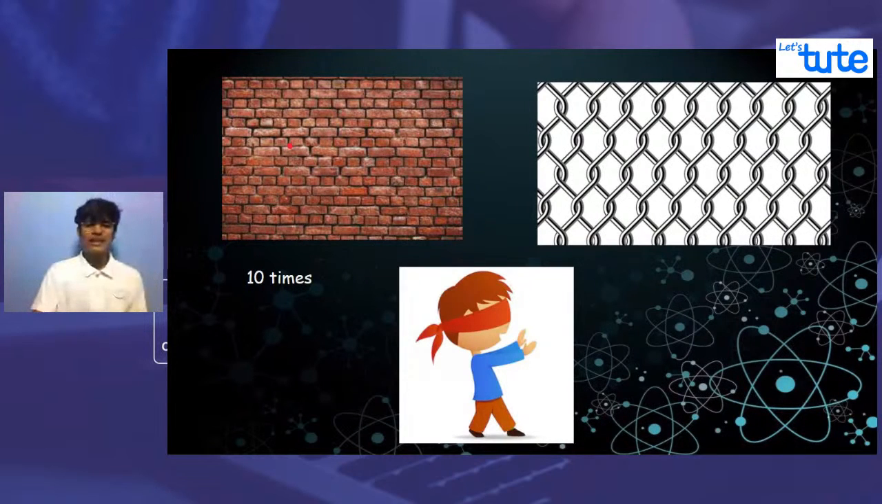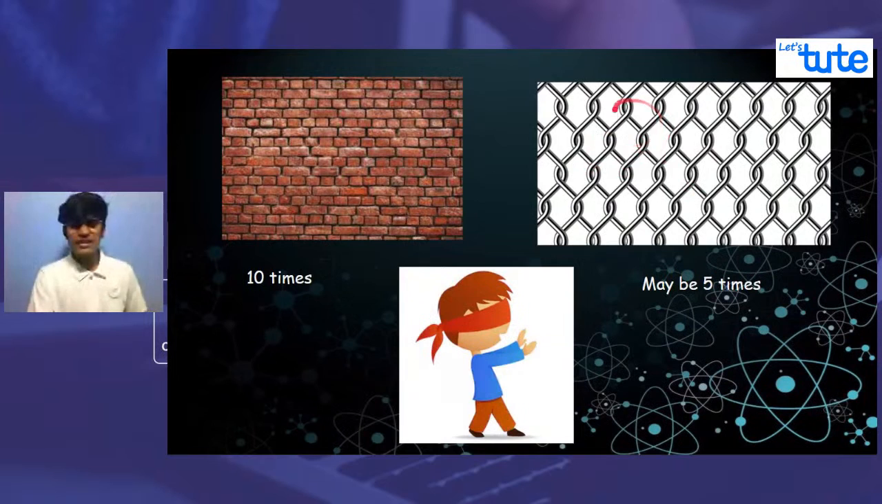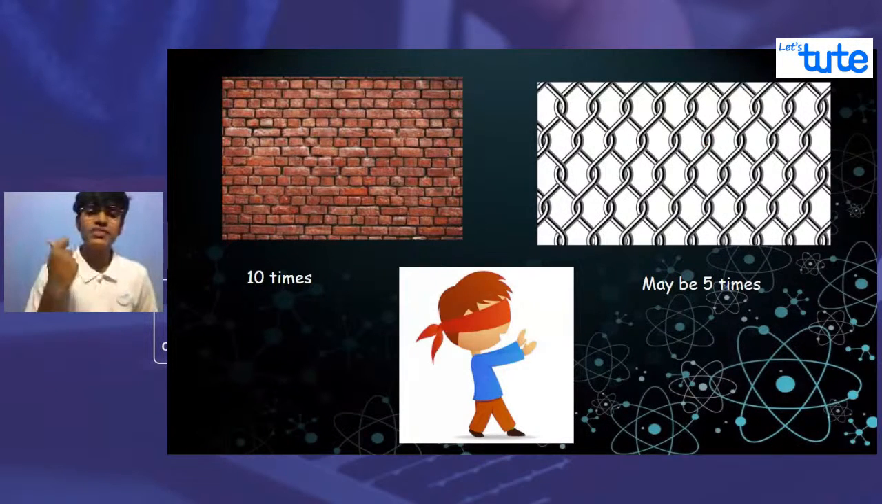But if you tell the kid to throw the same number of stones on a fence, maybe you could hear only 5 times the stone hitting the fence, because most of the stones may pass through the fence because there are holes inside the fence. So the fence has holes inside it, so most of the stones used to pass through the fence and only a few stones used to hit the fence.